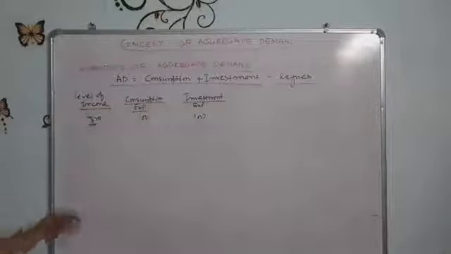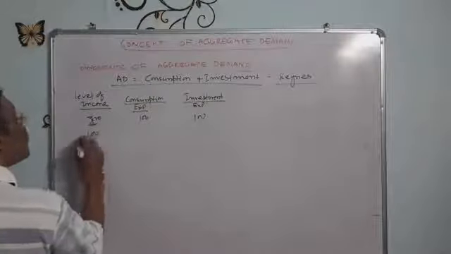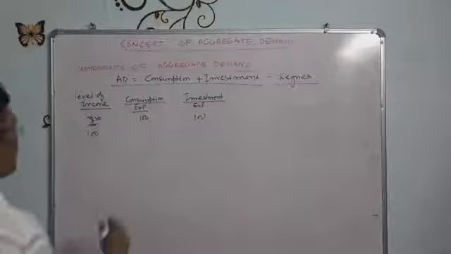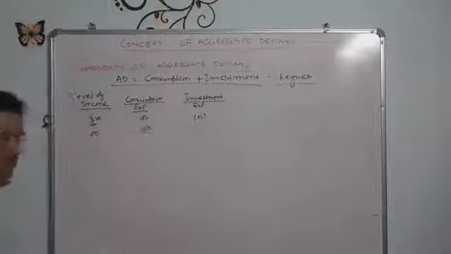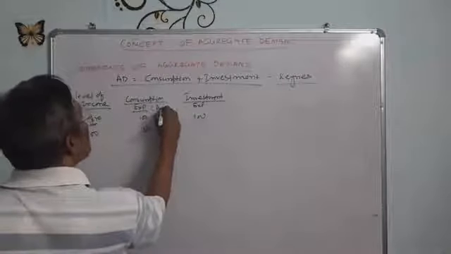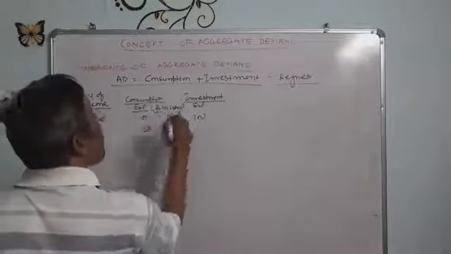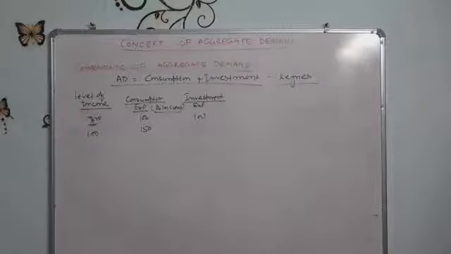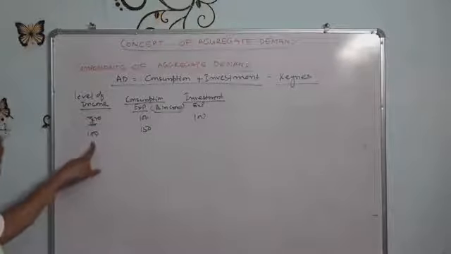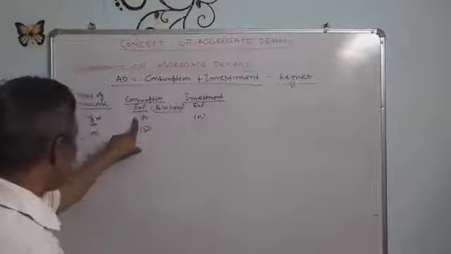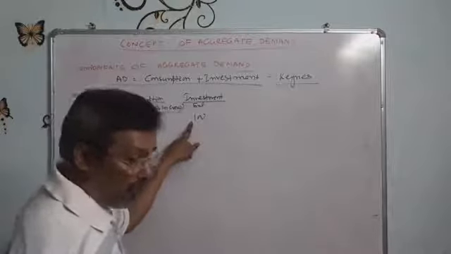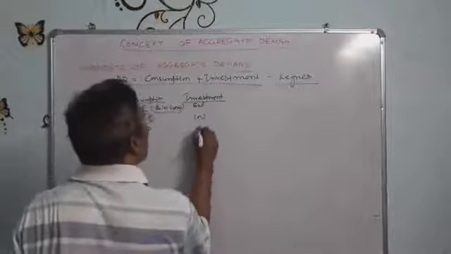If the level of income increases from 0 to 100, let us say that your consumption expenditure increases from 100 to 150. These are in crores of rupees. I am giving the example in crores of rupees. So if the level of income increases from 0 to 100, consumption expenditure increases from 100 to 150. Investment, I am always speaking about autonomous investment, so investment will remain the same.